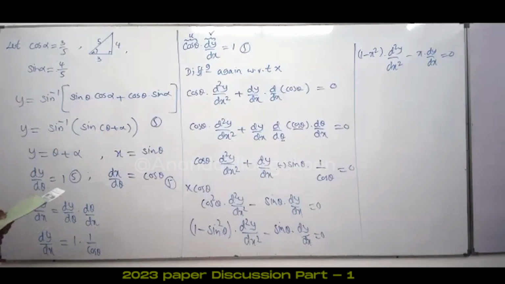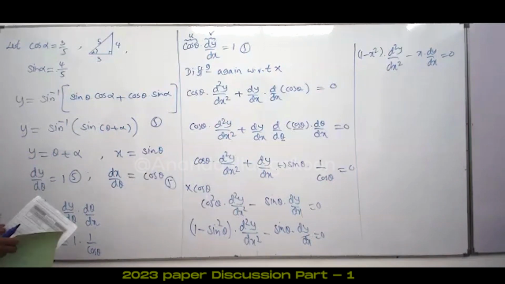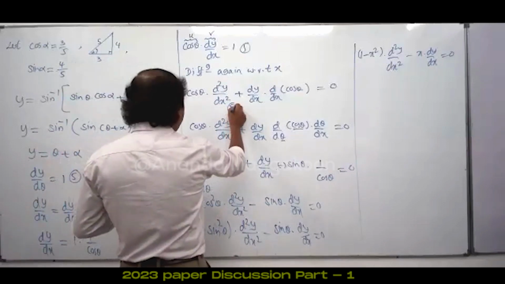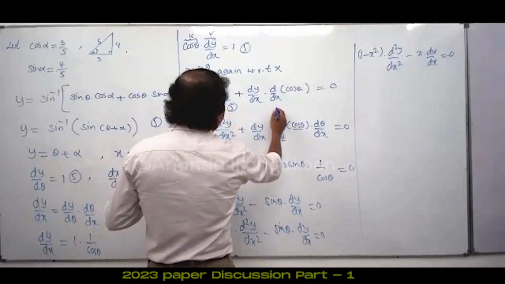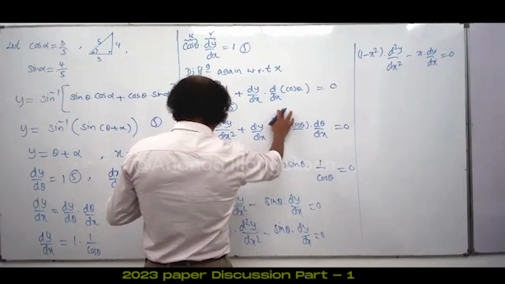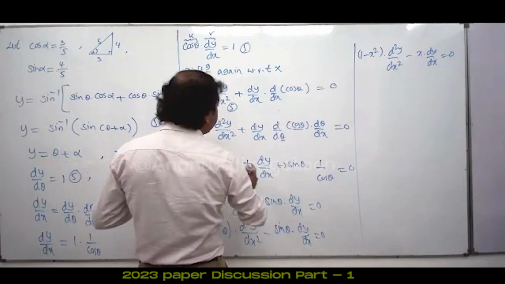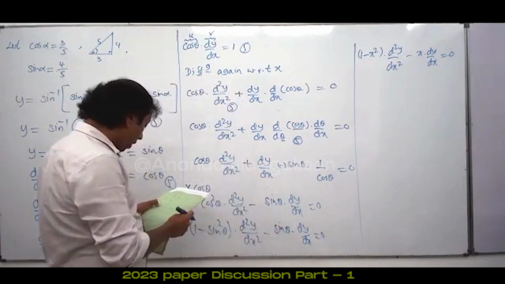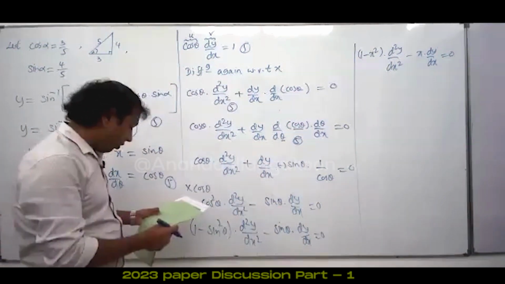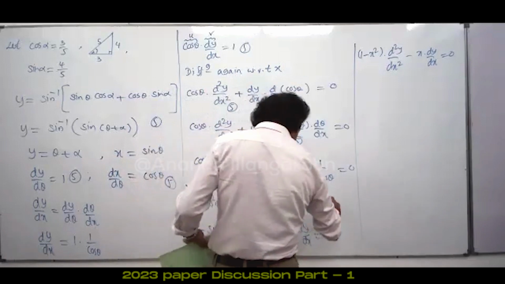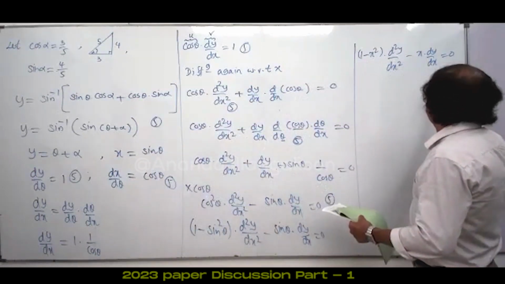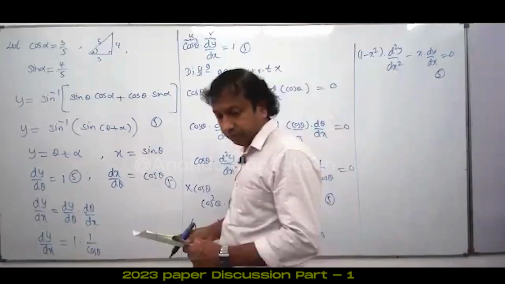Now the marks come in like this. Here for this 5 marks, and then this one 5 marks, and for this step 5 marks. Final answer 5.